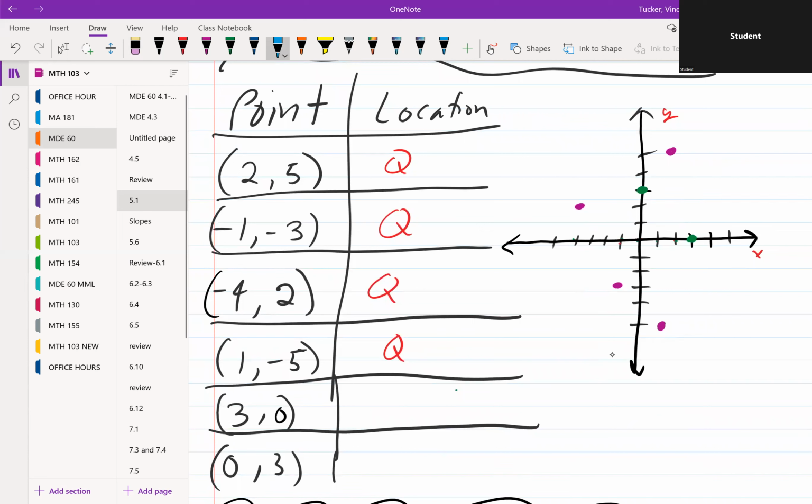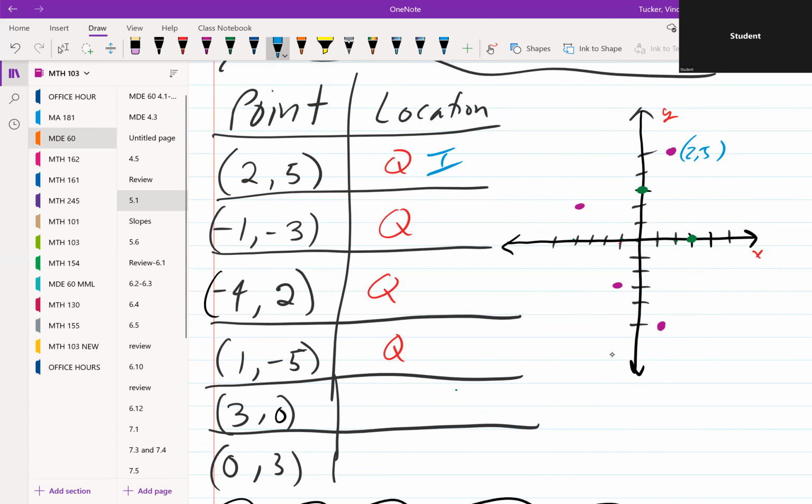All right, so the first point, 2, 5. You always start at the origin. Origin is right here in the middle where your x-axis and y-axis intersect. And so we're going to start at origin, go to the right 2, and then up 5. So that's going to be right here. And that will put us in quadrant 1. All right, 2 positive moves puts you in quadrant 1.